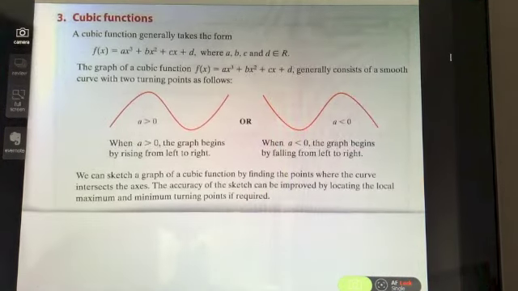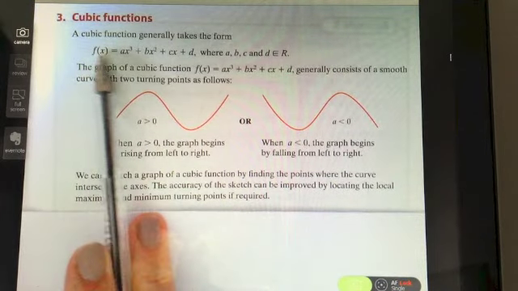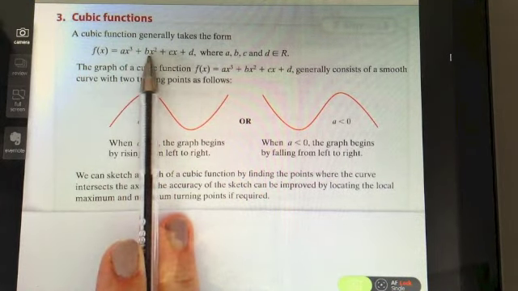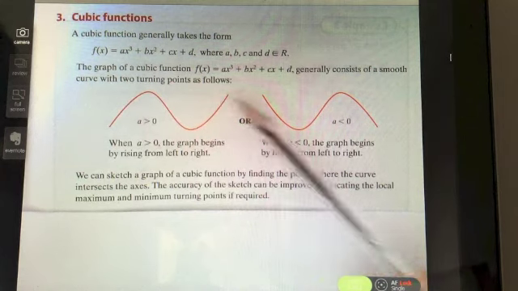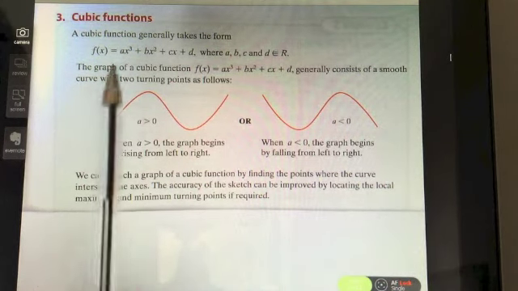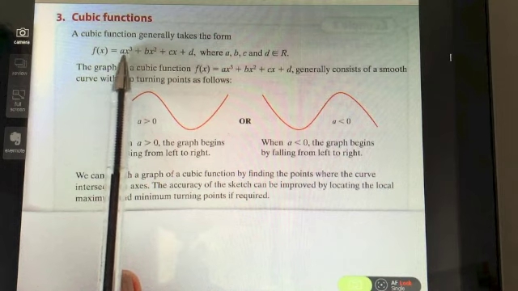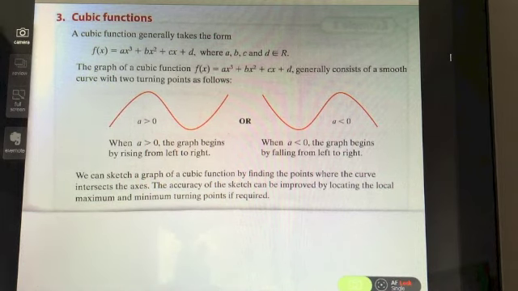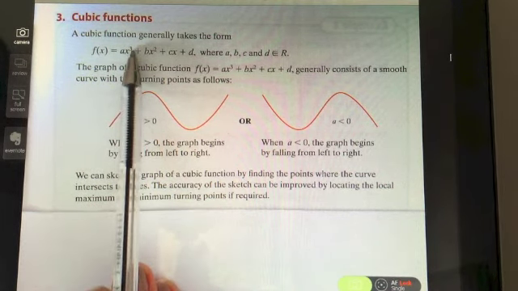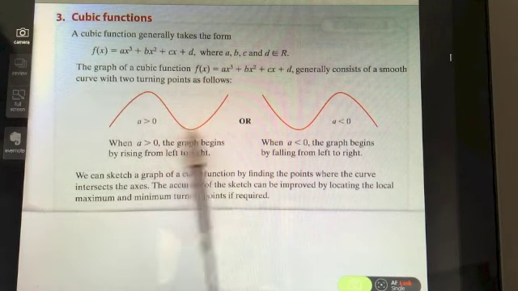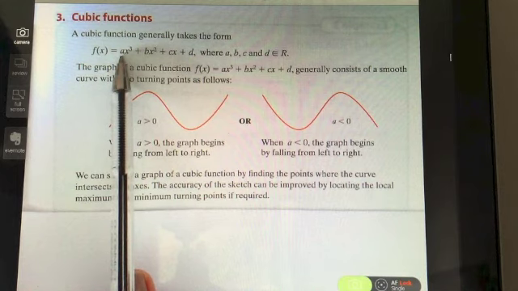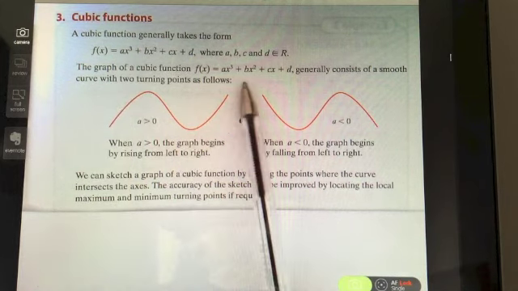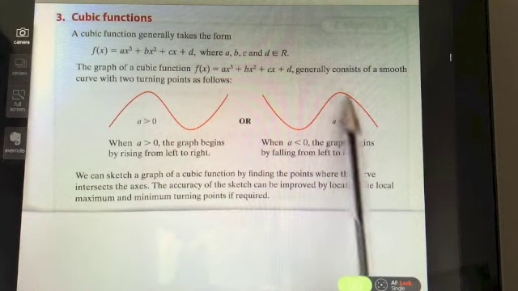Okay? And then of course we have cubics that would take the form ax cubed plus bx squared plus cx plus d. So the graph of a cubic function will either look like this or like this. And again, it depends on your coefficient this time of the x cubed. Since it's a power of 3, you will have 2 turning points. And if the coefficient of that power of 3 is positive, it will end tail up. If it's negative, it will end tail down.